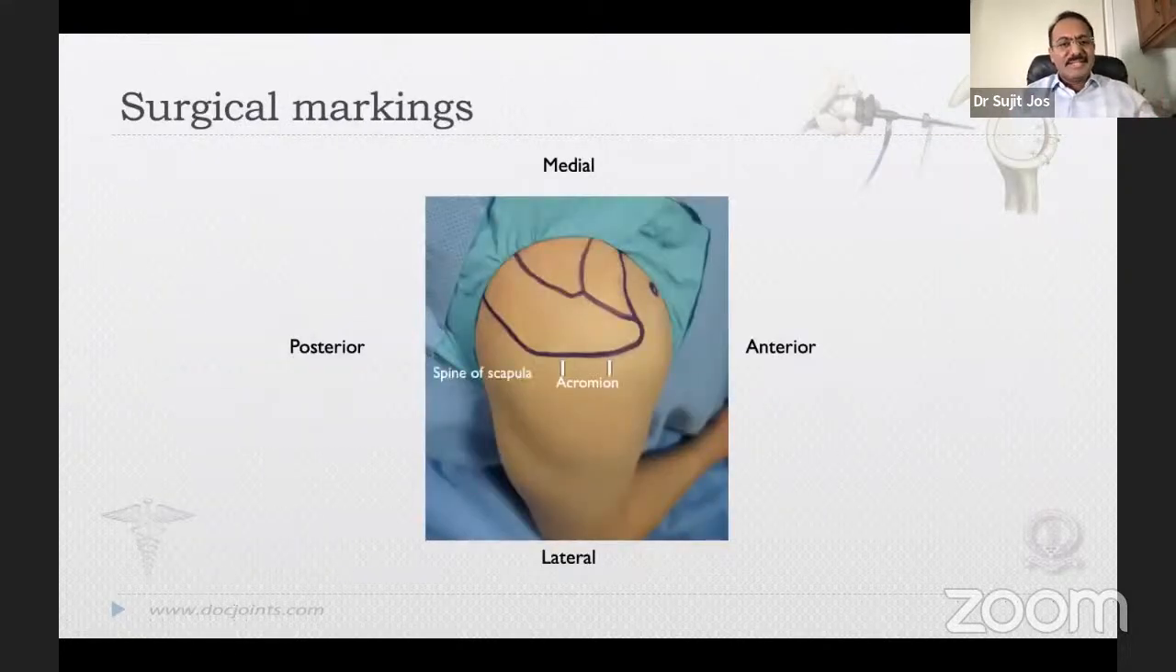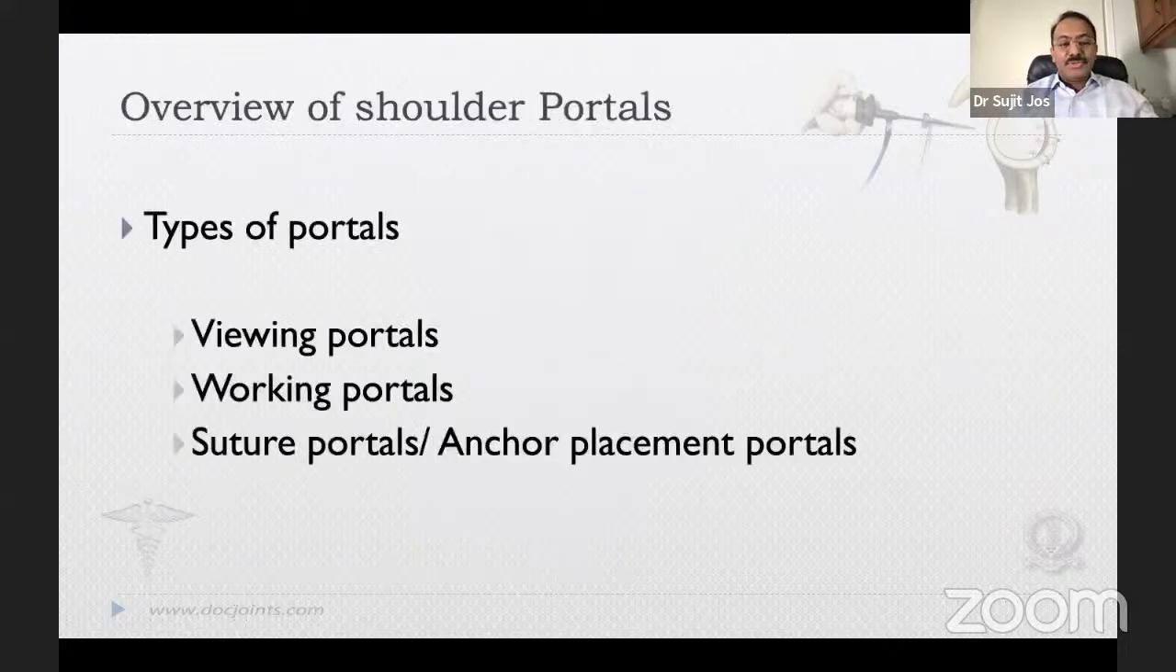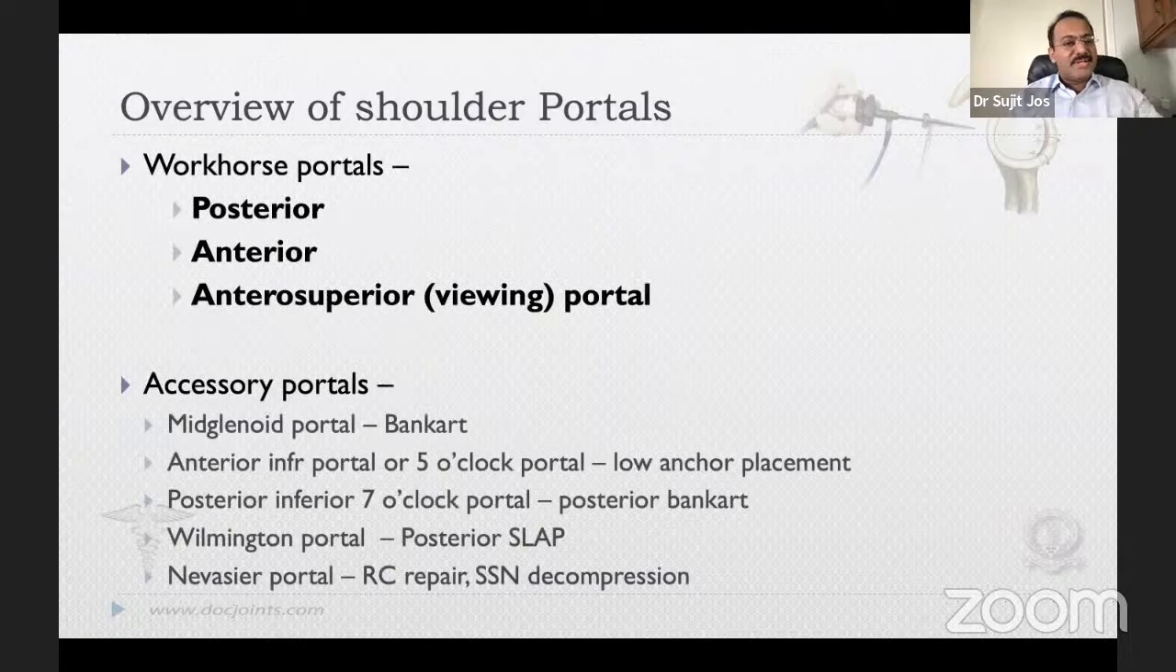Surgical markings, let's start with that. The spinoscapula, the acromion, the clavicle, the coracoid are marked. The viewing portals, working, and the suture management portals. Mainly in shoulder instability surgery, they are the posterior portal, the anterior portal, and the anterior superior portal. Three portals important in a Bankart surgery.